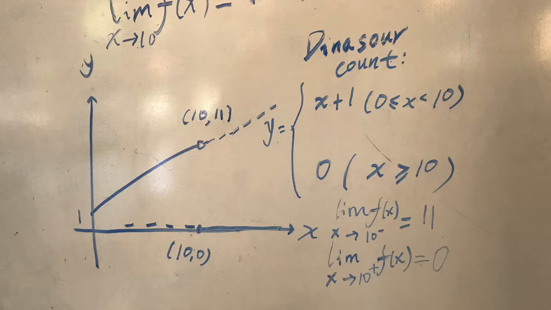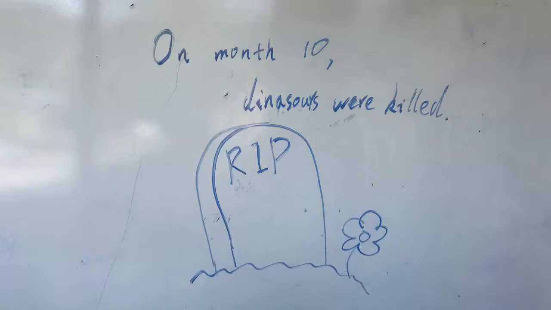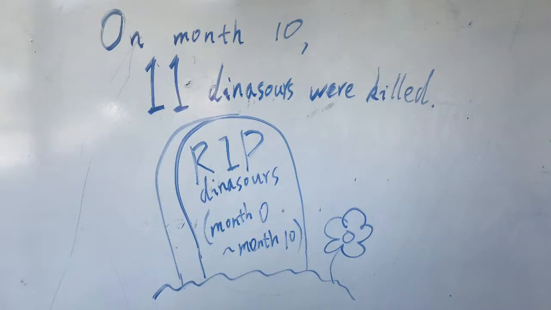However, since we're only looking for how the value is approaching before the meteor hits, we only need the left-hand limit, which is 11. So here you have it. We have found how many dinosaurs were killed through the use of limits.